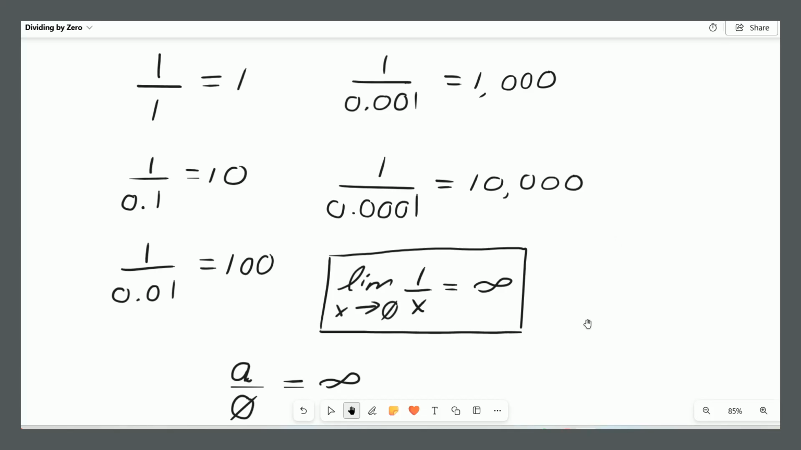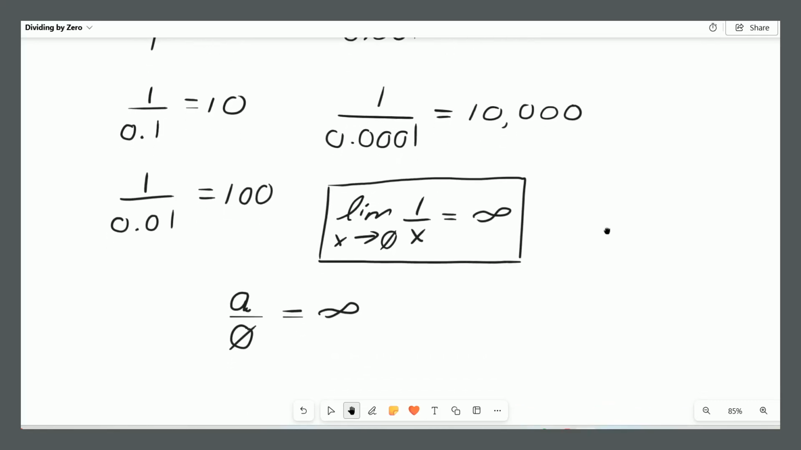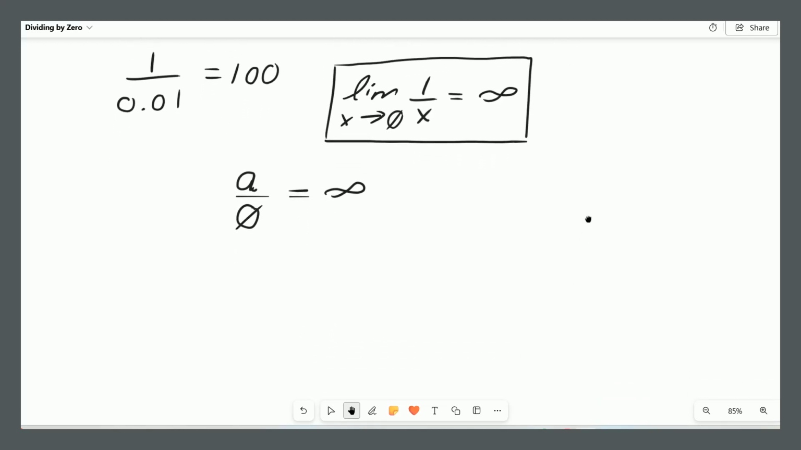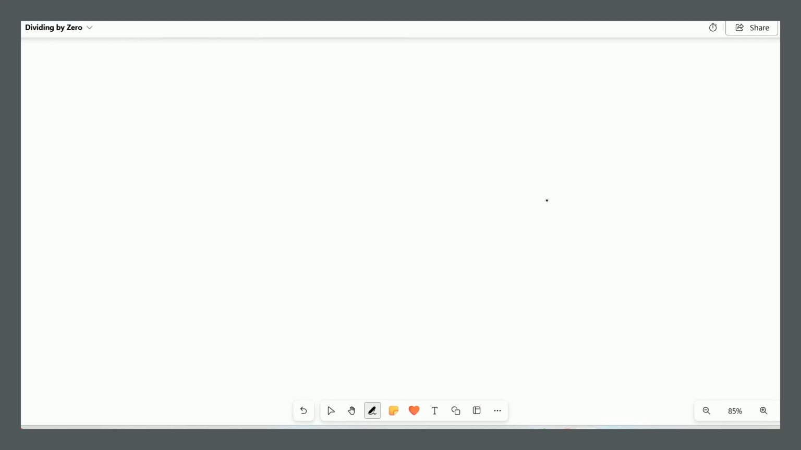Now, everywhere here, we are dividing by a positive number. What happens if we divide by a negative number? Because in this situation here, well, why doesn't the calculator just say infinity? Why does it say error? Well, we're about to see why. Let's say we have 1 divided by negative 1. Well, that's negative 1. 1 divided by negative 0.1. So we're dividing by something that's getting closer and closer to 0, but from the negative direction. Well, that gives us negative 10.